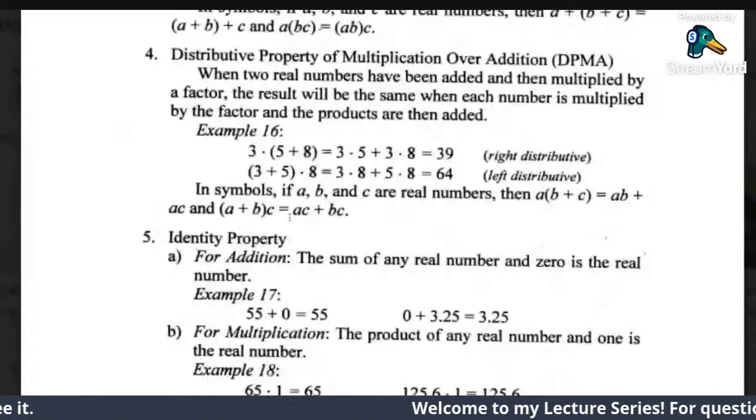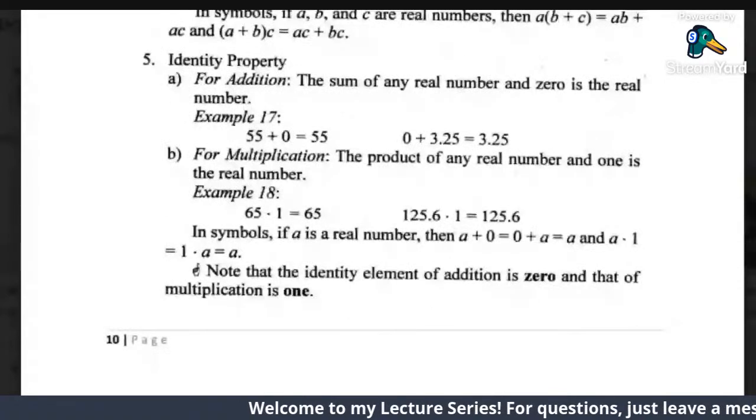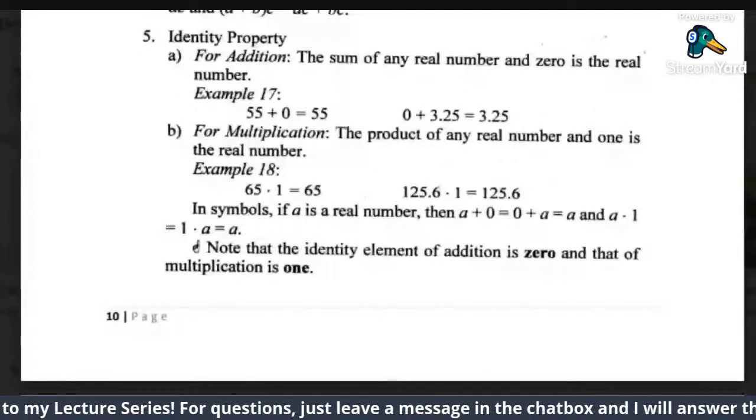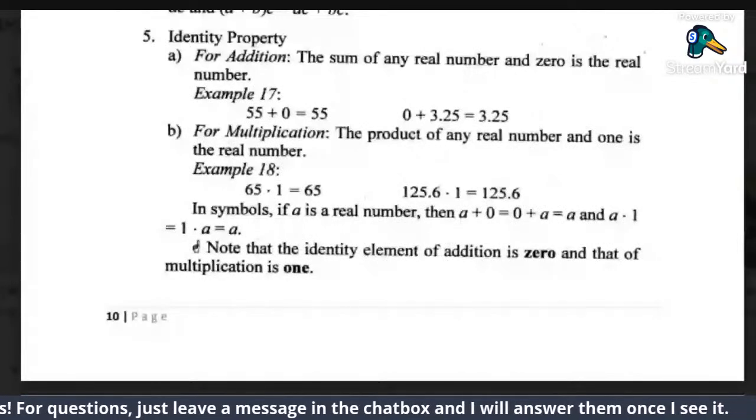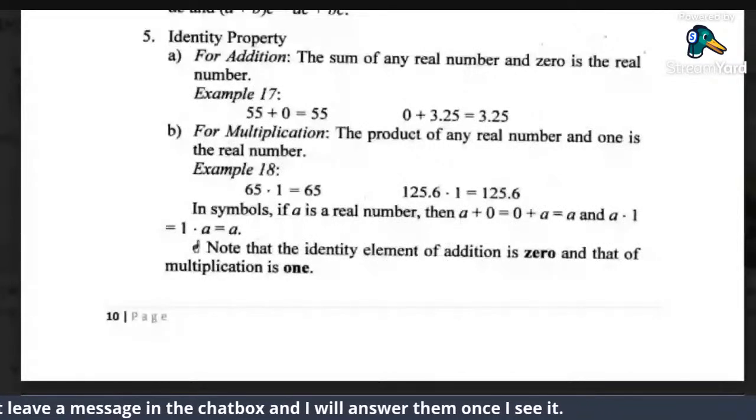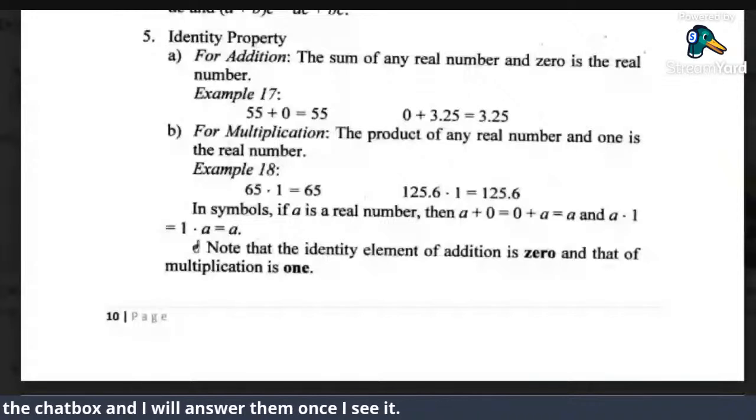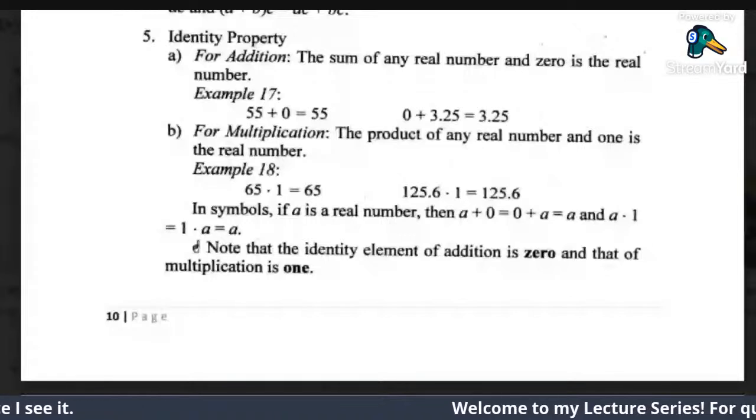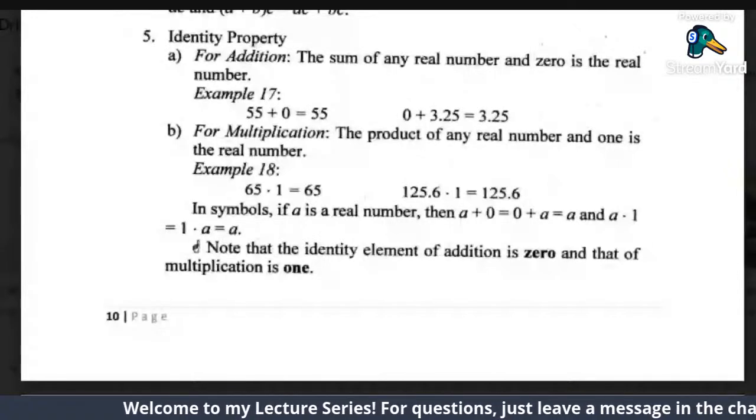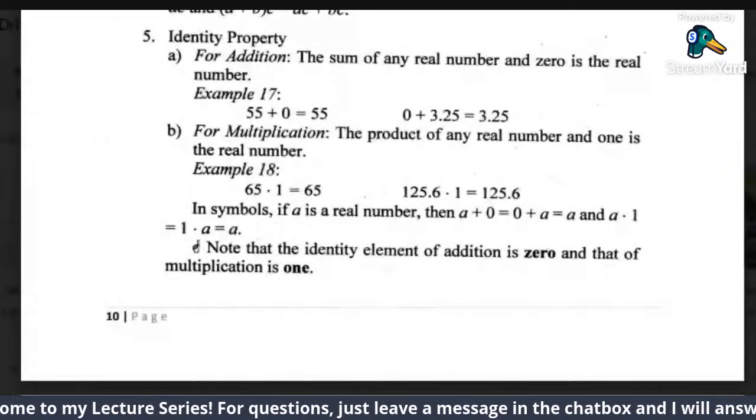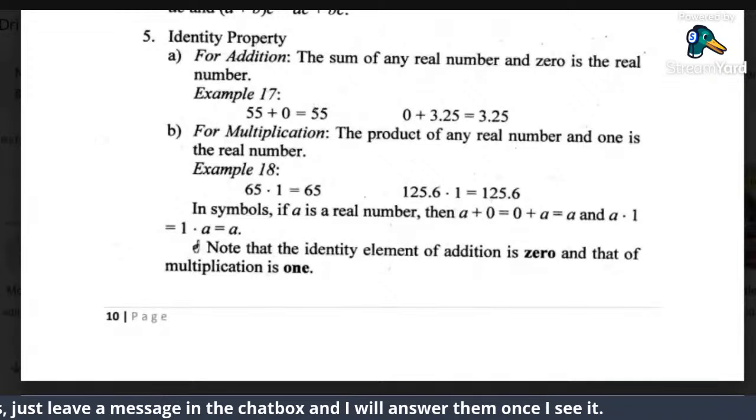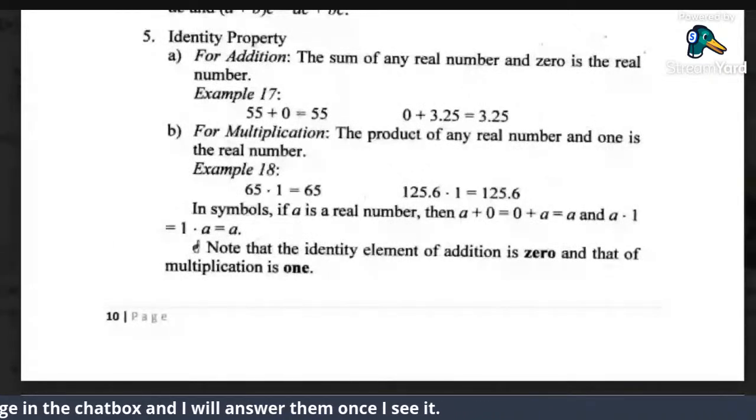And then we also have the fifth property for real numbers: the identity properties. For addition, the sum of any real number and zero is the real number itself. So in this case, the identity number for addition is 0. In other words, if you add any real number to 0, the resulting number is the number itself. So 55 plus 0 is 55. 0 plus 3.25 is 3.25.